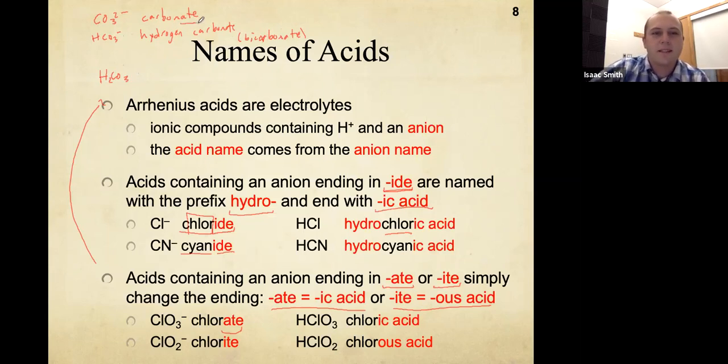So carbonate gets changed into ic, and this now becomes carbonic acid. Just recognize that adding a hydrogen doesn't necessarily give it the acid naming. It's only when you add enough hydrogens to where there's no charge. You'll definitely get some practice with that. But if you know your polyatomic ions at this point, it's a pretty simple transition. You only need to remember these 3 new rules for IDE, ATE, and ITE.